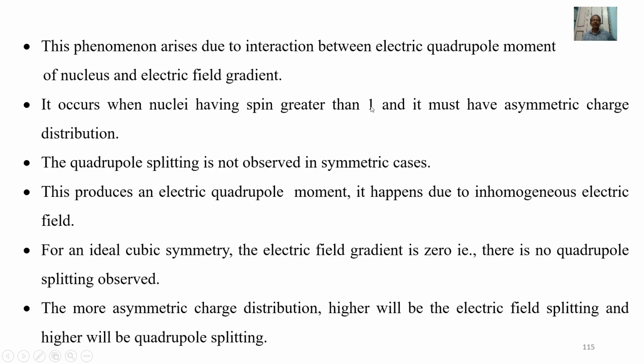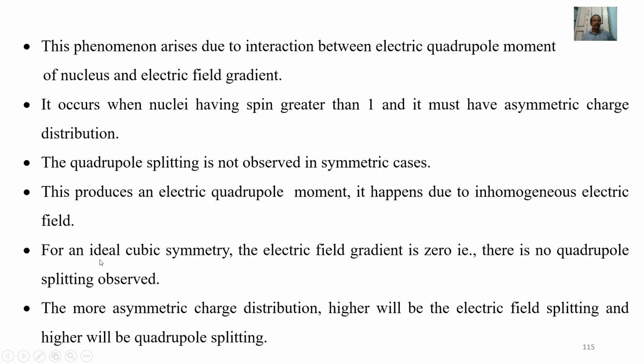Spin greater than 1 must have asymmetric charge distribution. Spin equal to 1 will have symmetric, whereas spin greater than 1 will show asymmetric charge distribution. The quadrupole splitting is not observed in symmetric cases for I equals 1. This produces an electric quadrupole moment.